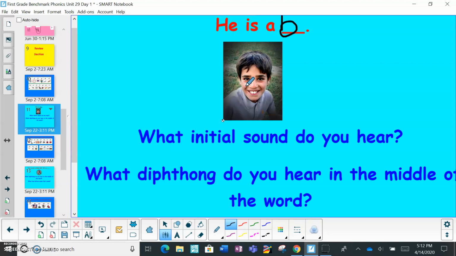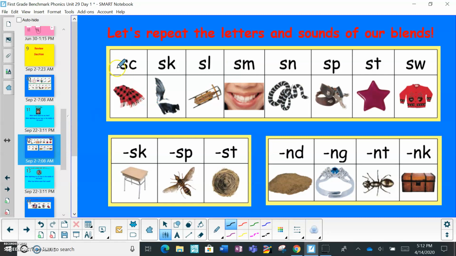All right, this is a boy. Boy. What sound do you hear at the beginning of boy? Yeah, I heard a B and I wrote a B too. So make sure your B is going this way when you're writing. All right, let's view some more blends. Sk, sl, sm, sn, sp, st, sw. And some ending blends. Sk, sp, st, and nd, ng, nt, nk.